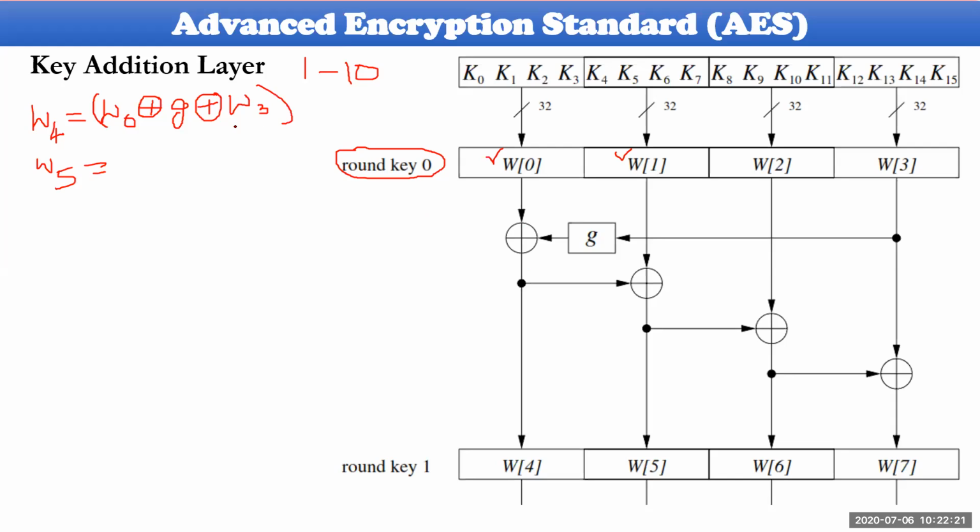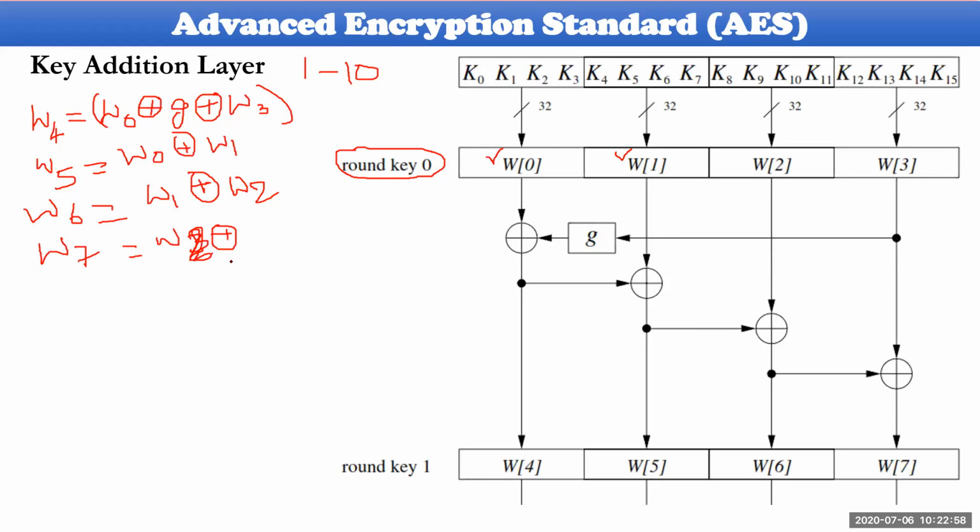Therefore, W5 will be W4 exclusive OR of W1, and W6 will be equal to W5 exclusive OR of W2, and so on. W7 will be equal to W6 exclusive OR of W3. Of course, exclusive OR is always commutative, so you could write W3 anywhere. So these are the first round keys which could be taken into consideration.